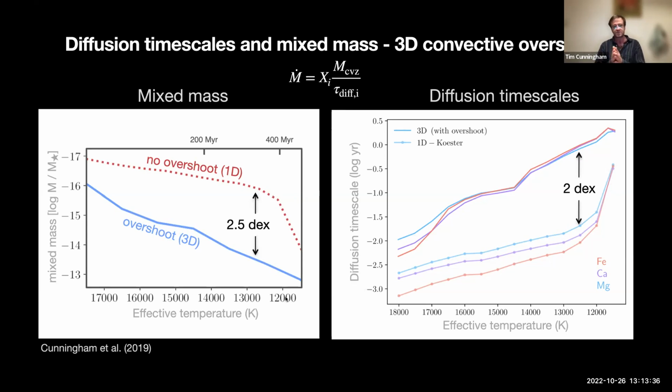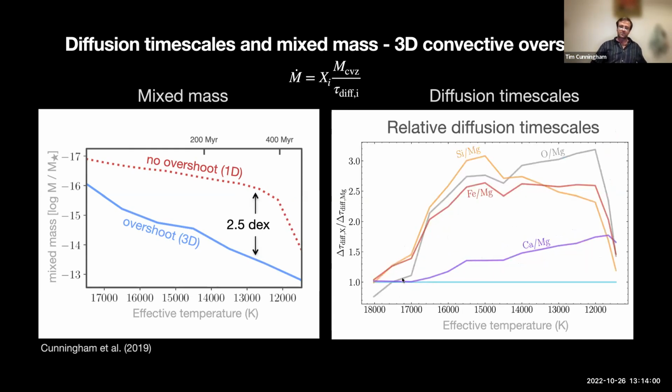Increasing the size of the convection zone also increases the diffusion timescales. That's what I'm showing here on the right. So here you've got the difference between the mixing length theory with the dots and the full overshoot with 3D hydro in the solid lines. Here we get a 2 order of magnitude increase in the diffusion timescales.